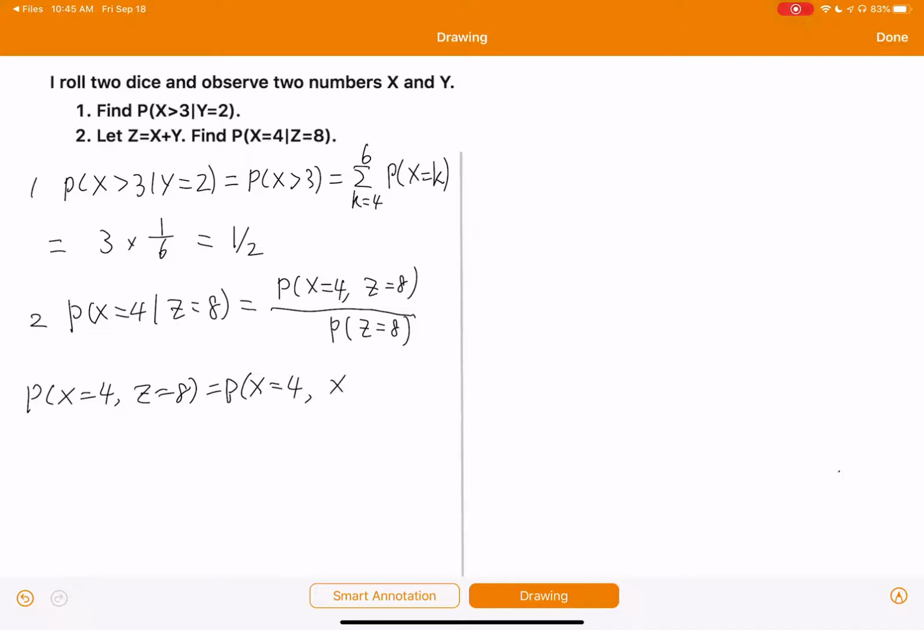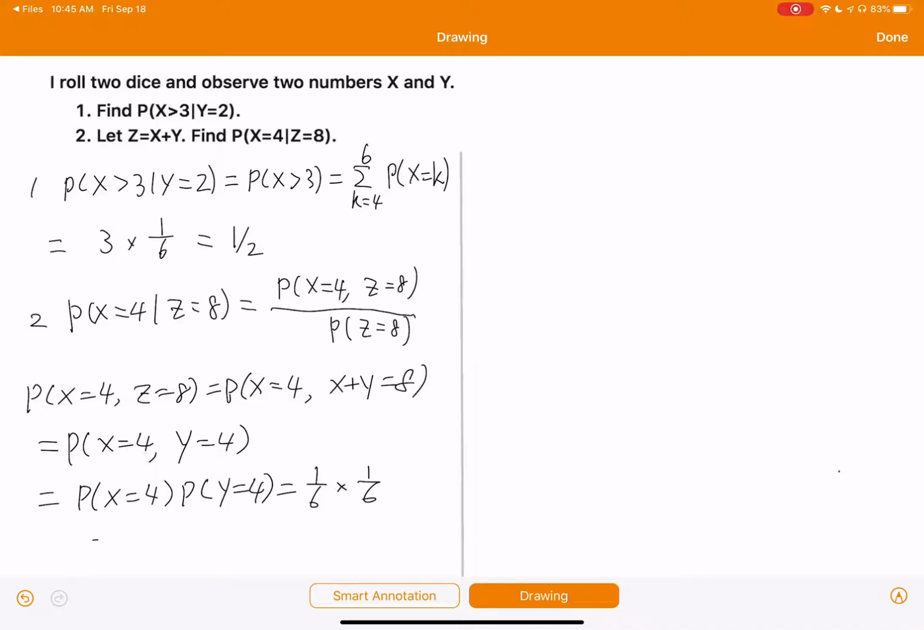Z is x plus y, so x plus y equals 8. So this is equal to probability x equals 4. Let's figure out what y is. If x is equal to 4 and x plus y is equal to 8, y must be 4. So y equals 4. This is equal to probability x equals 4 times probability y equals 4, because x and y are independent. So this is equal to 1/6 times 1/6, which is equal to 1/36.